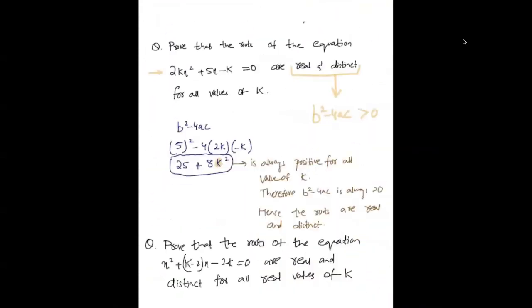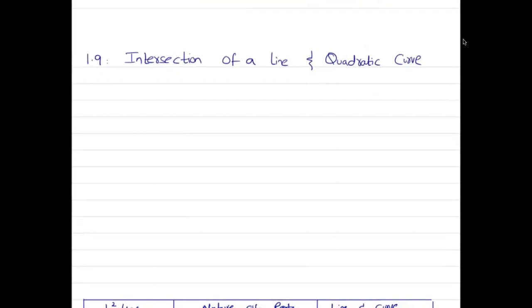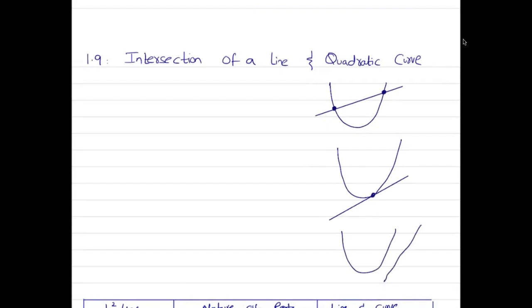Now, if I extend the similar concept to the intersection of a line and a quadratic curve, for example, a line and a curve can intersect at two different points. A line can be a tangent to the curve, meaning intersecting the curve at only one point, or the line may not intersect the curve at all. So these are the three cases.